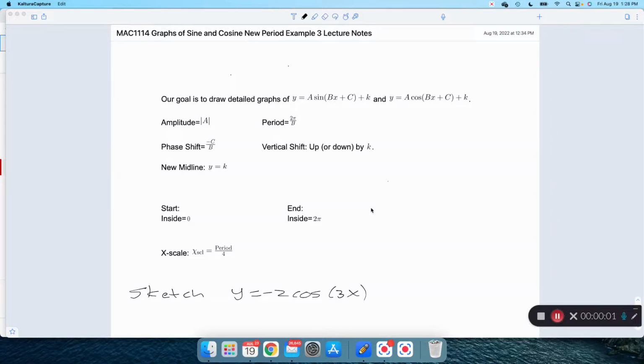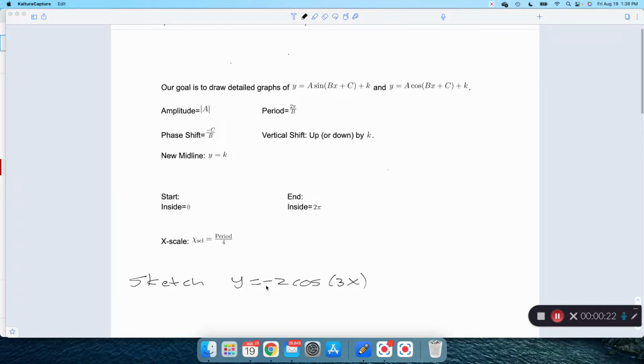Okay, so let's look at another example where all we're doing is changing our period. We're not adding in a phase shift or a vertical shift yet. We can see that immediately because I don't have anything added inside the parenthesis. I've got something multiplied but not added. And there's nothing added or subtracted outside. There's no K. I do have a little something happen here with a little negative out front we're going to have to think about.